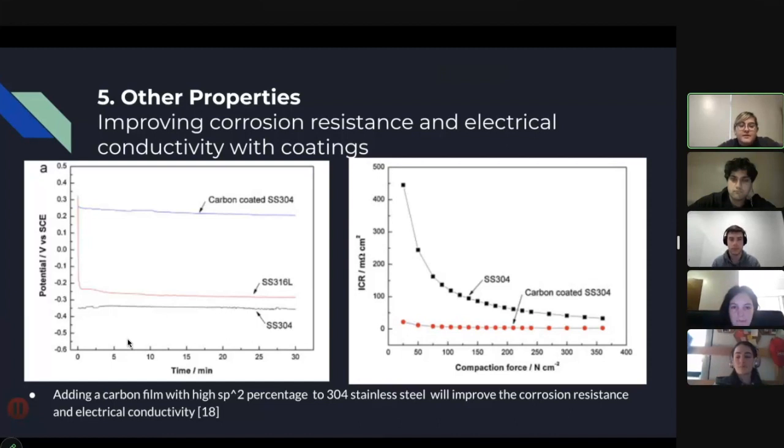The graph on the right displays that since the carbon-coated 304 stainless steel has a lower interfacial contact resistance than plain 304 stainless steel, it means that the coated 304 stainless steel has a higher electrical conductivity.